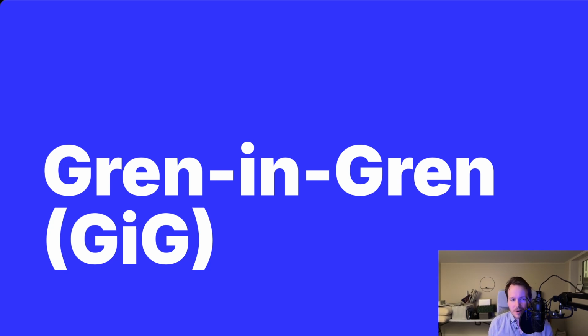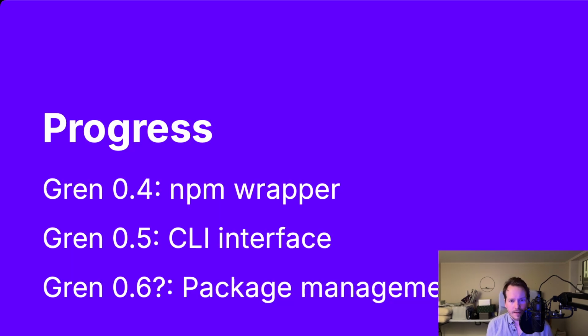So Gren-in-Gren is exactly what it sounds like. It's the Gren compiler written in Gren. Previously, or currently, but also currently, it's written in Haskell. So we're rewriting it piece by piece in Gren. So how does that look? The first part of Gren-in-Gren was delivered way back in Gren 04 with the rewrite of the npm wrapper.